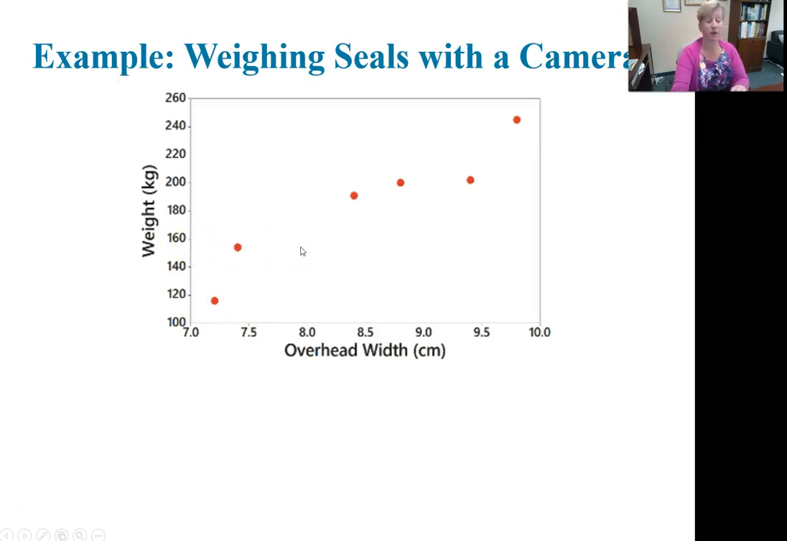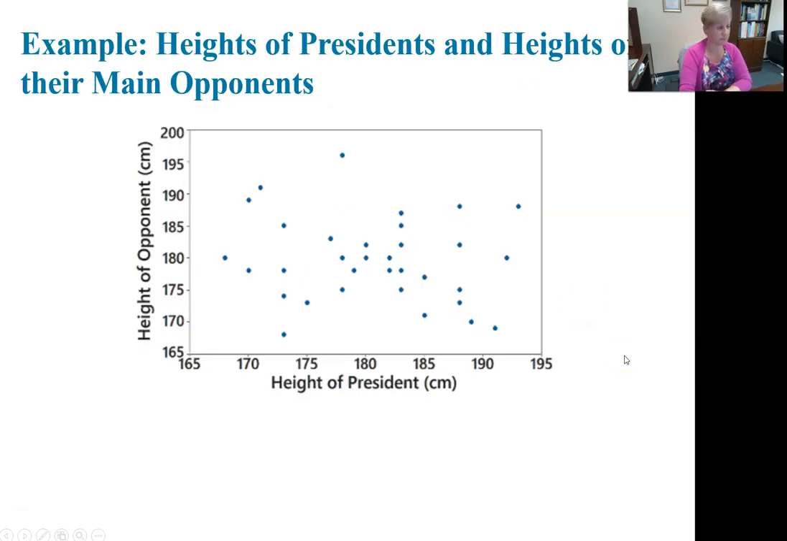So each of these data points, obviously, we have them in a list probably. Most times it's something that the camera automatically, like the scale will be set up with the camera and it'll automatically save your data to a spreadsheet or something like that. And then you can just use that spreadsheet to create this graph. But if you look, it looks like there is definitely a relationship between these two. It looks as though as the overhead width increases, the weight of the seal increases.